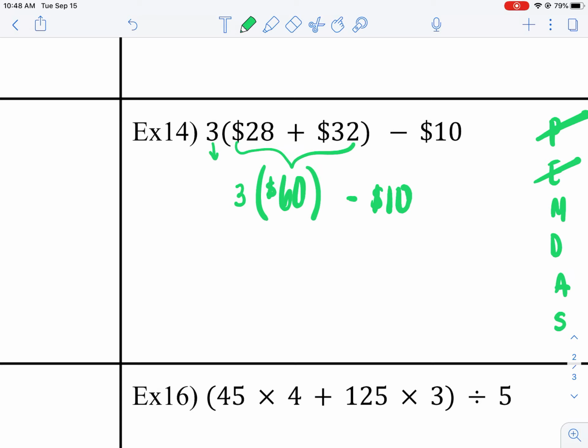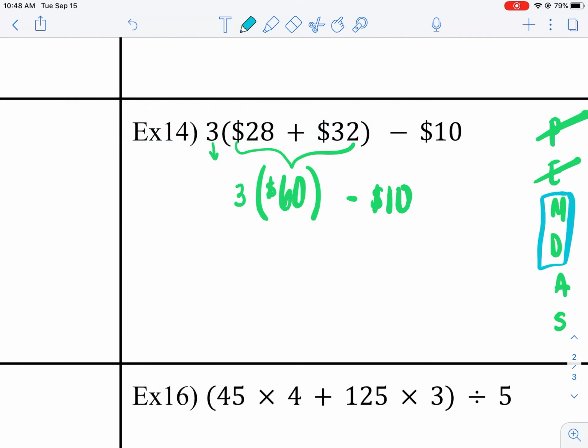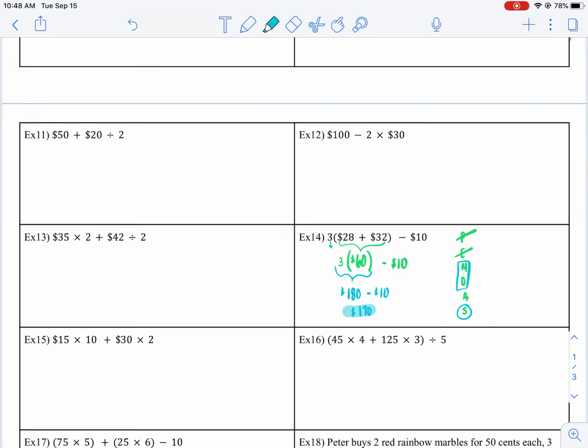So I'm on multiplication, and I also see subtraction, but I know subtraction is not going to happen next. So what I'm going to do next is multiplication and division, and I see multiplication. So 3 times 60, or I'm going to do 3 times 6, which is 18, and add that 0 there. Dollars minus $10. And my last one is subtraction. 180 minus 10 is 170. And I like to highlight my answers too with my highlighter. Okay.